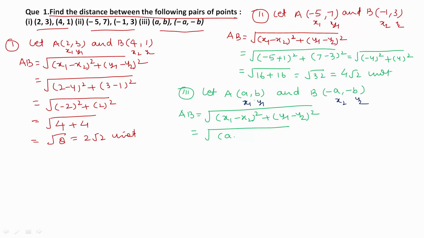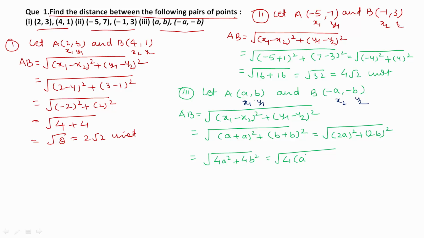This is equal to under root (a - (-a)) whole square plus (b - (-b)) whole square, which is under root (2a) whole square plus (2b) whole square. (2a) whole square is 4a square, and (2b) whole square means 4b square. Taking 4 as common, 4 times (a square plus b square), and the square root of 4 is 2, so the answer is 2 under root a square plus b square units.